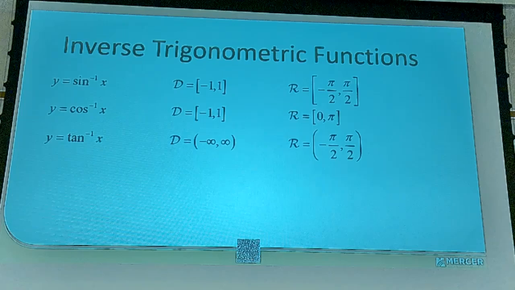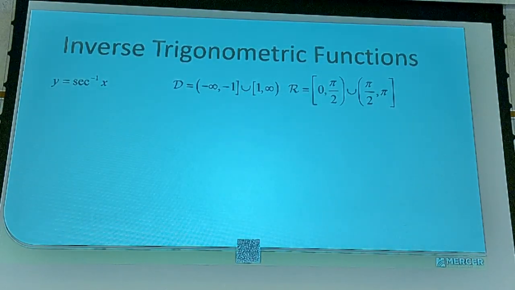The inverse secant function is going to have a domain of everything except the open interval minus 1 to 1. Its range will be the range of the inverse cosine, taking out where cosine is 0. So 0 to pi, taking out pi over 2.